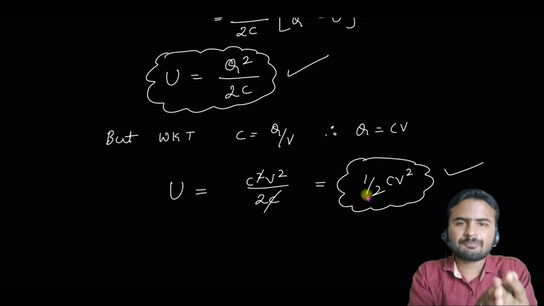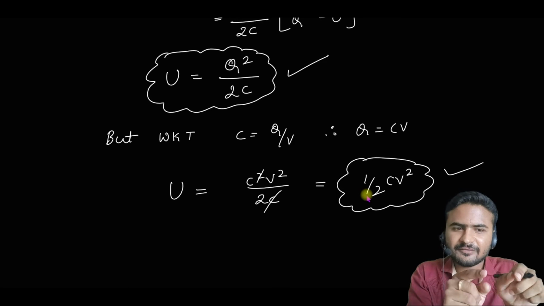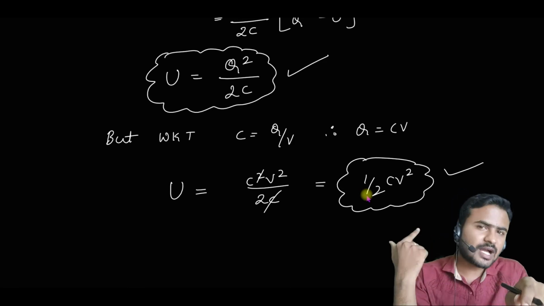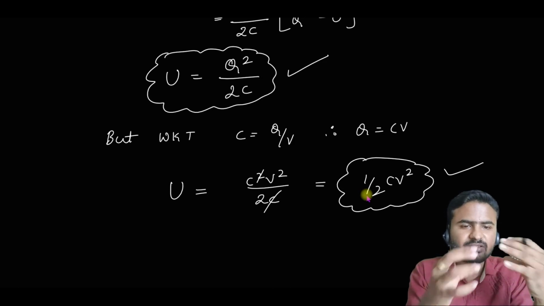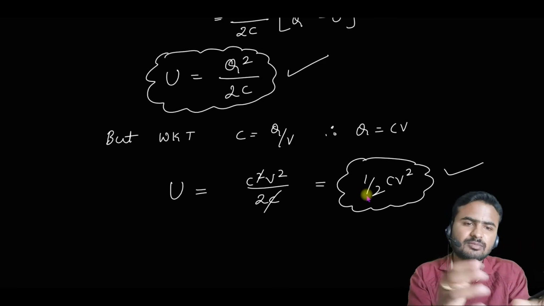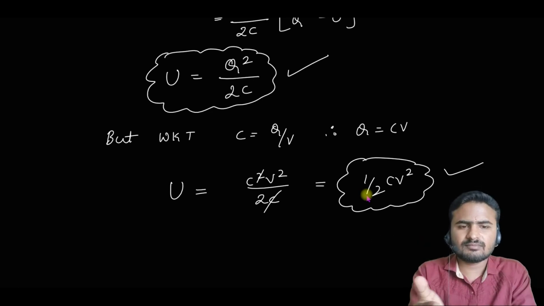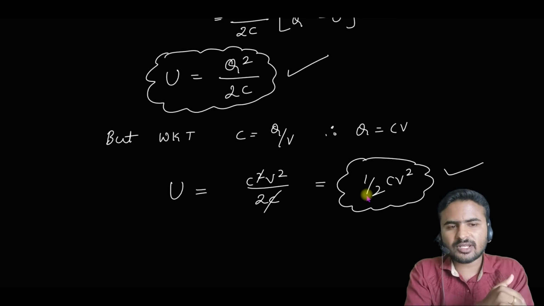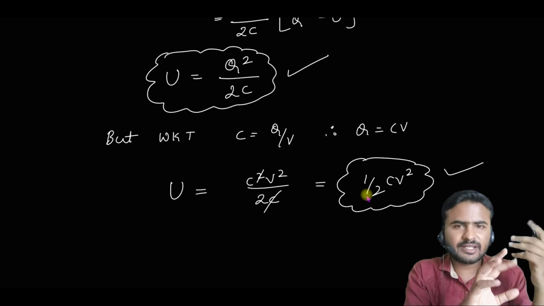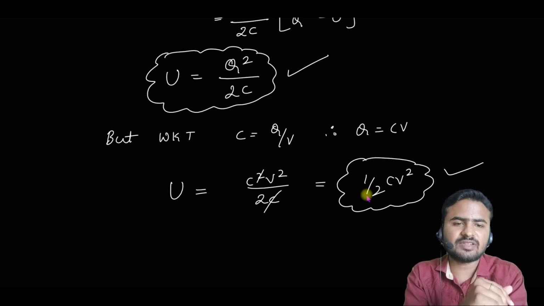Remember half mv squared, kinetic energy. So it is very similar to that. Instead of m you have C here, and here V is potential difference, whereas there in half mv squared, v is velocity. I'm just trying to compare so that you can remember it easily. But if you are able to remember it as half CV squared, that's well and good. If you're not able to remember it, you can compare this with kinetic energy. Kinetic energy is half mv squared. Instead of that m, you put C here, then you get half CV squared.